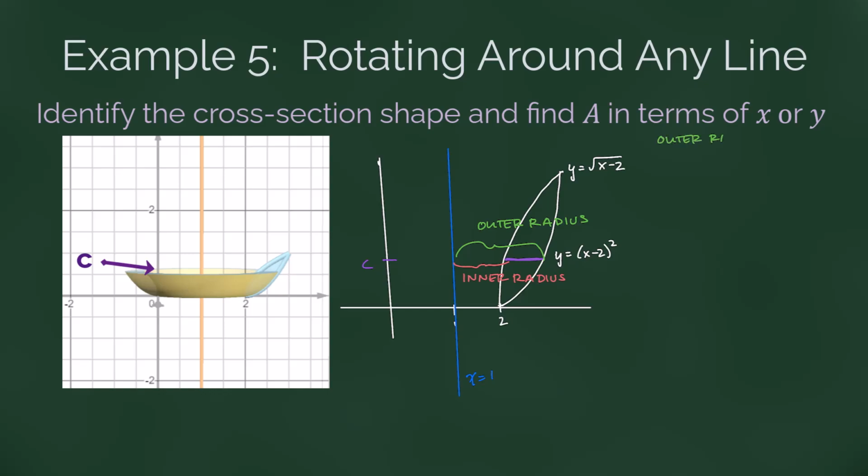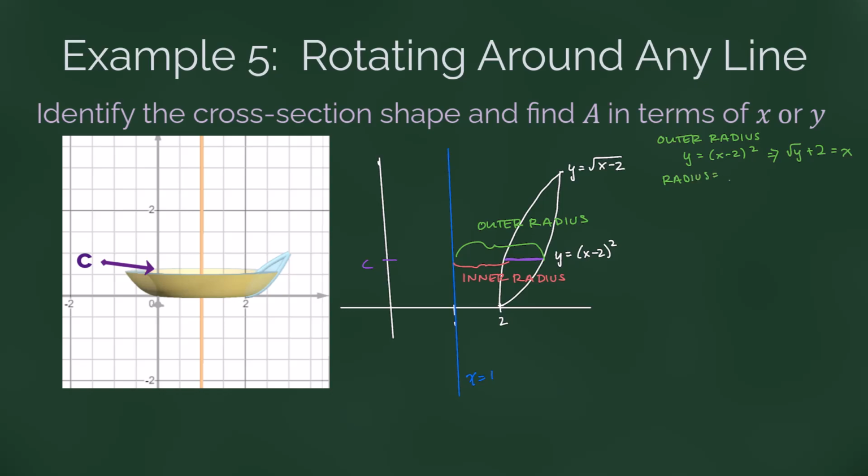Our outer radius uses the outside formula y equals x minus 2 squared, and we're going to calculate the distance between that formula and the line x equals 1. Before we can do that, though, we have to remember that because we're slicing perpendicular to y, we need to express our functions as functions of y.